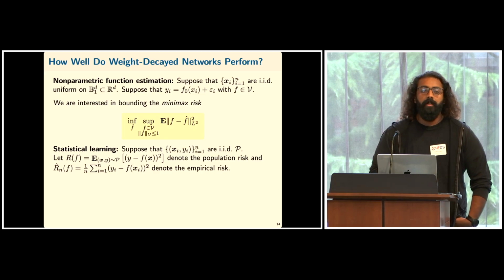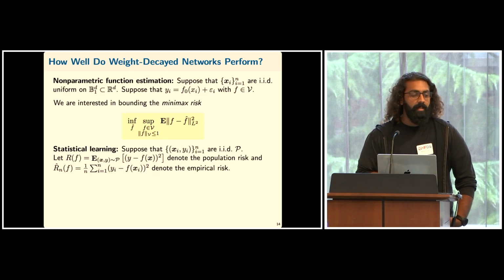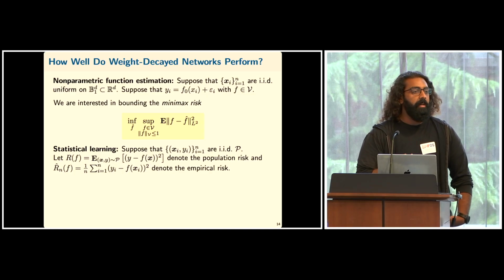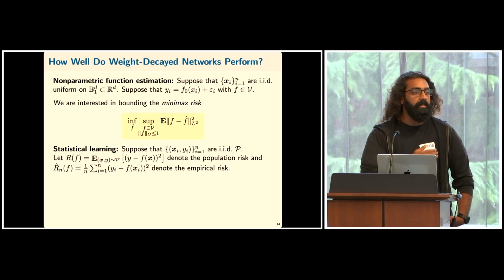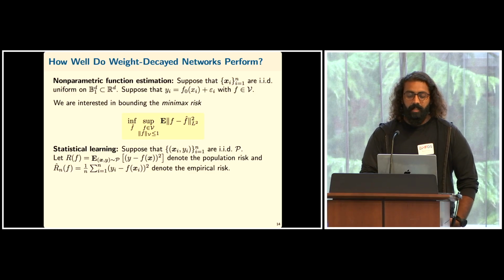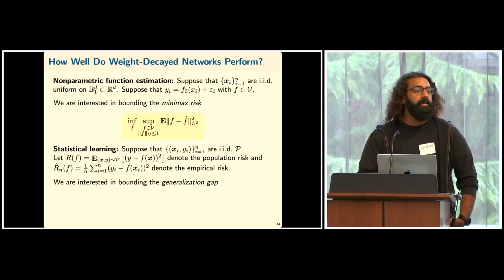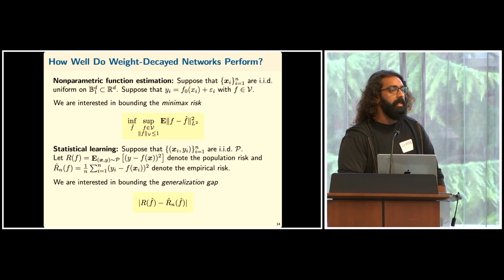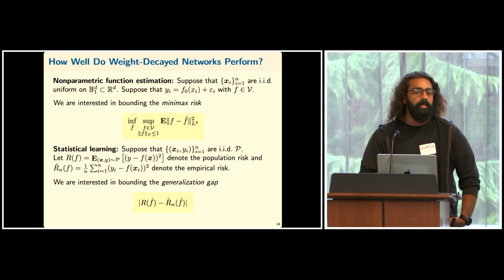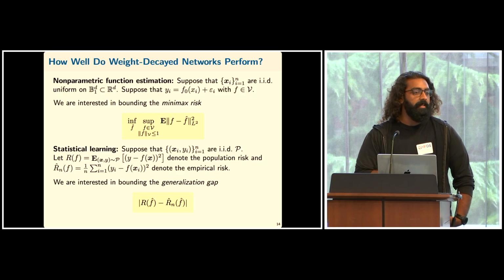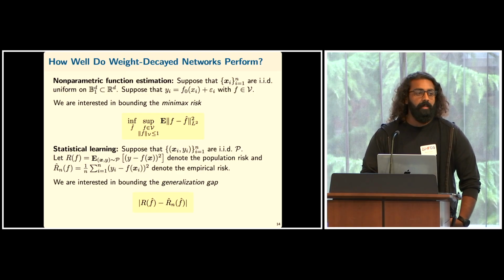We can also look at it from more of a statistical learning perspective, supposing that the x's and y's come from some distribution p. If we let R(f) denote the population risk with the squared error loss, and let R-hat_n be the empirical risk, then another quantity you could be interested in bounding is the generalization gap, which is just the difference between the population risk and the empirical risk. So we'll look at how these two quantities behave first for these weight decayed neural networks, and then later we'll talk about flat minima and local minima.